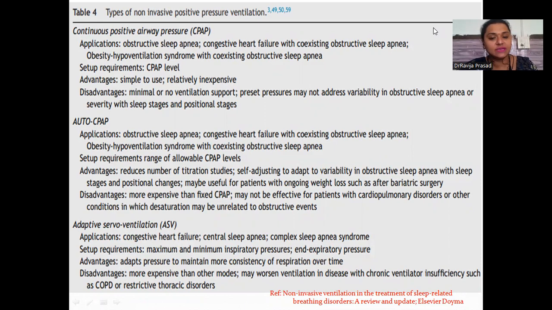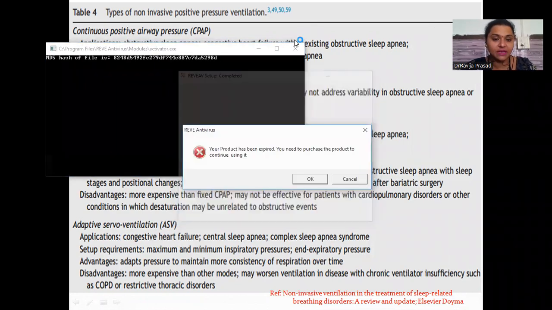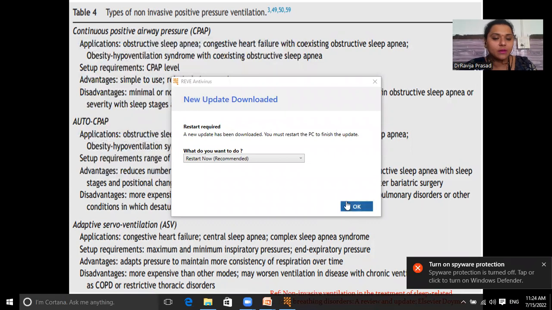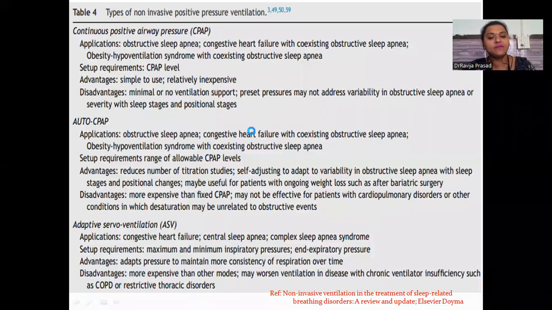Its advantages are a reduced number of titration studies, self-adjusting to adapt to variability in obstructive sleep apnea with sleep stages. Positional changes may be useful for patients with ongoing weight loss, such as after bariatric surgery. Then the disadvantages are that it is more expensive than fixed CPAP, may not be effective for patients with cardiopulmonary disorders, and other conditions in which obstruction may be unrelated to obstructive events.